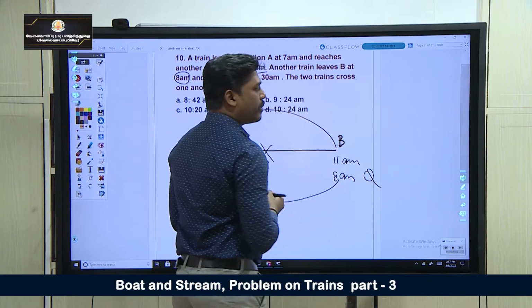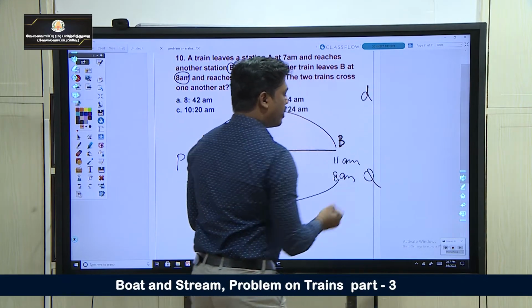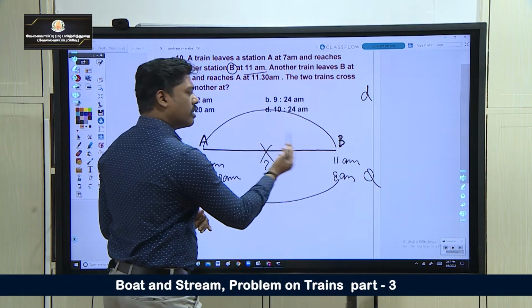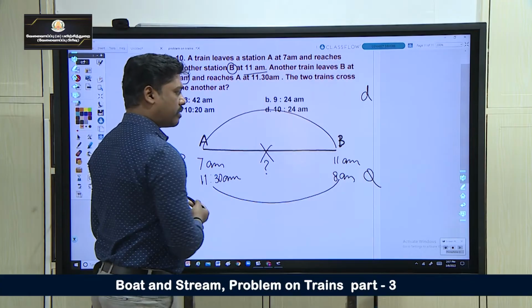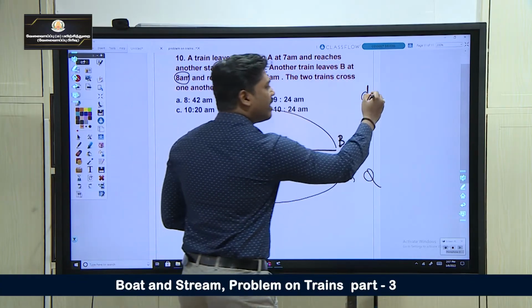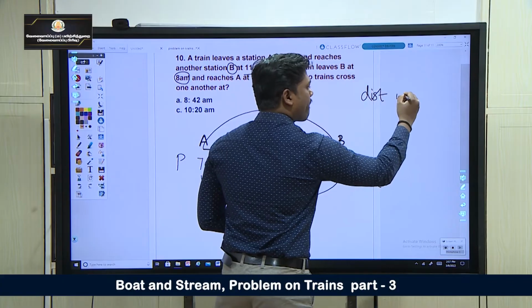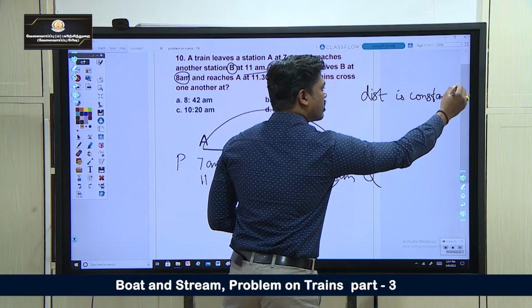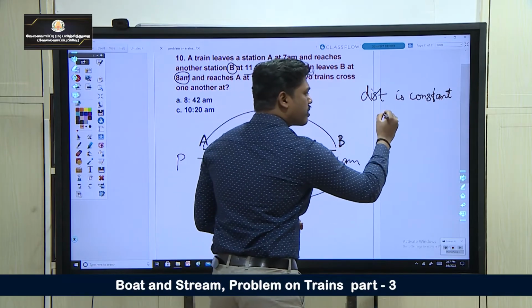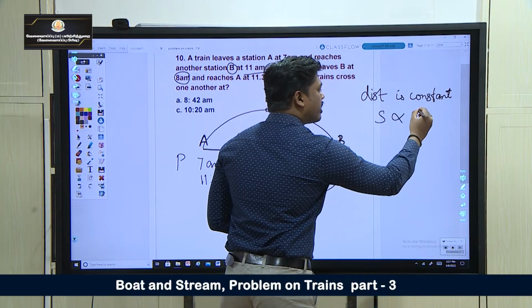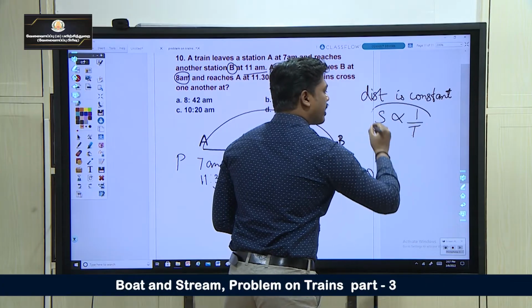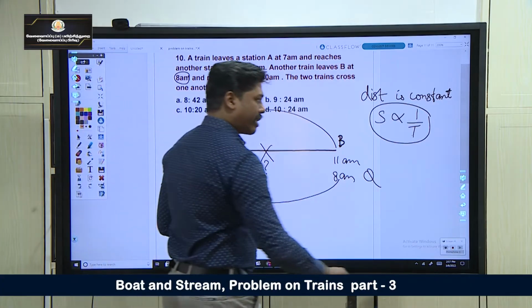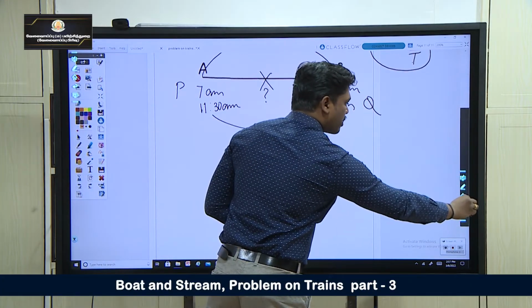So the main concept you will hear is this, look at here: the distance between A and B is constant for two trains. So when distance is constant, this concept we saw in time and distance, speed is inversely proportional to time. Okay. Keep that in mind. When distance is constant, speed is inversely proportional to time.